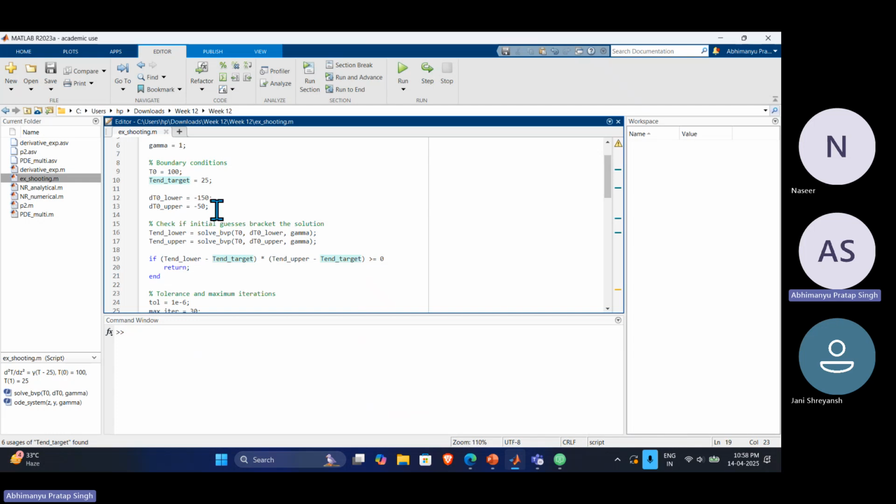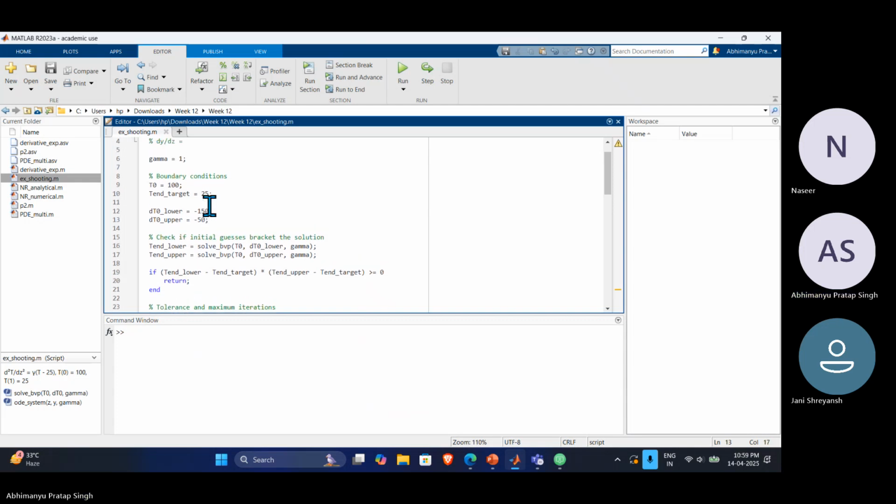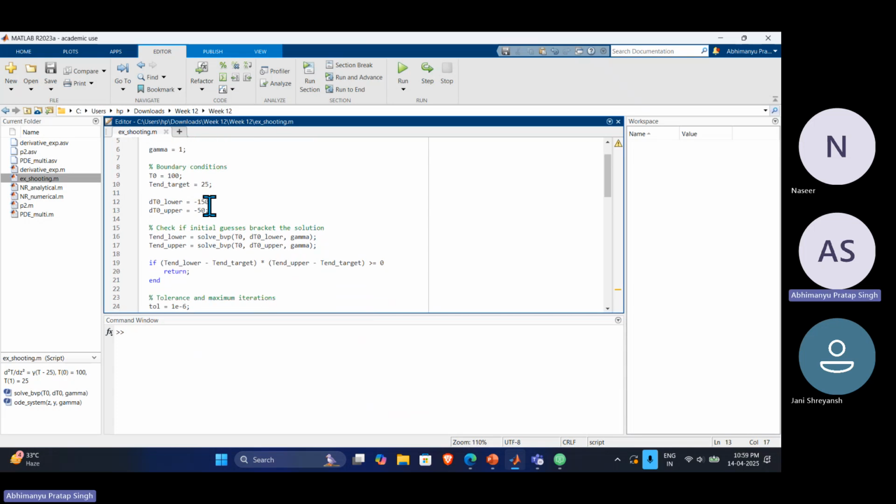Fine. So we need two initial conditions for the bisection method to work. We will use one as the first boundary condition. We assume that dT by dz at the lower boundary is minus 150, and then at the upper boundary we choose that it's minus 50.